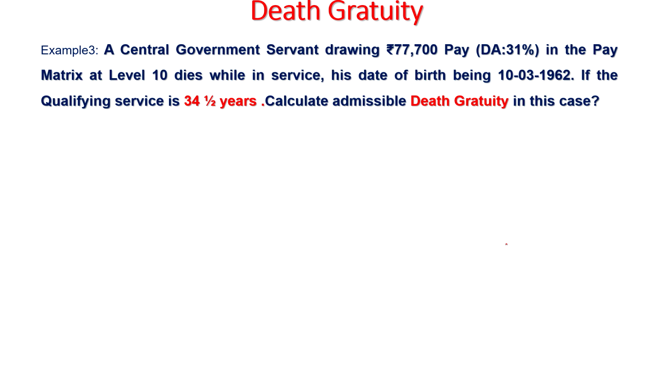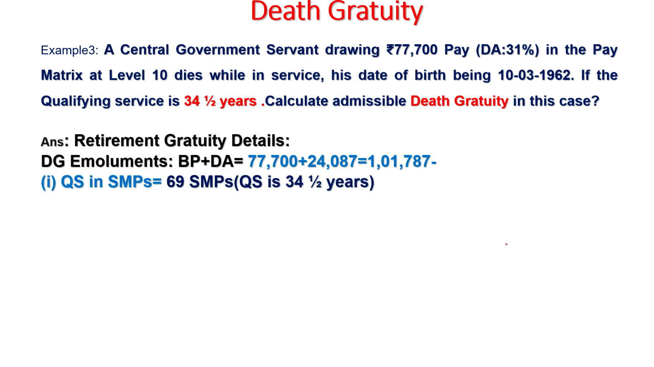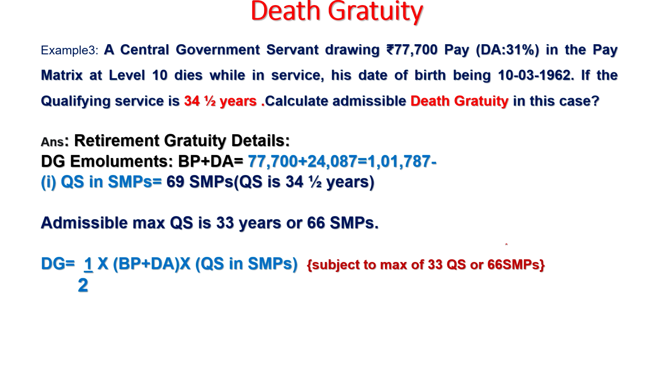Again, one more question, the third example, the same question, but this time the qualifying service is 34 and a half years. You have to find the death gratuity. The basic pay plus DA will be the emoluments, that is 1,01,787, and qualifying service is 69 SMPs, since 34 is 68 and a half means 69. But the admissible qualifying service will be 33 years or 66 SMPs, and DG will be 1/2 of the basic pay plus DA into qualifying service in SMPs, subject to a maximum of 66 SMPs.